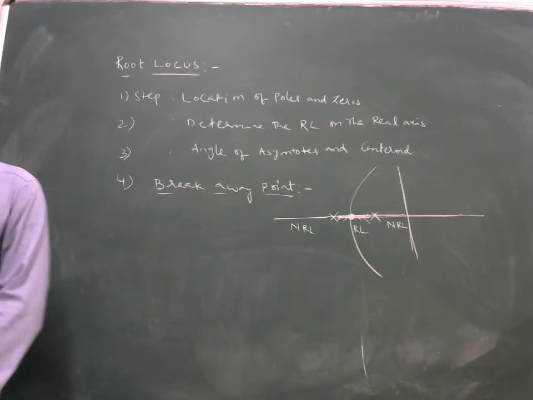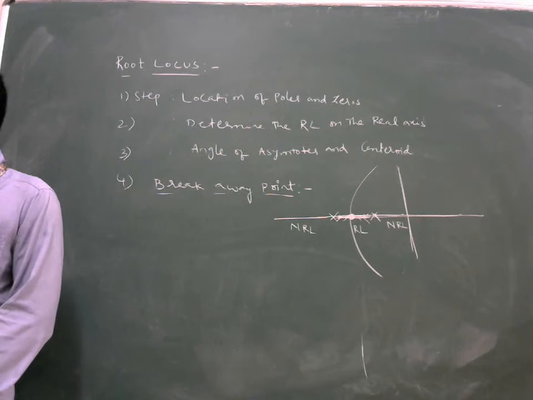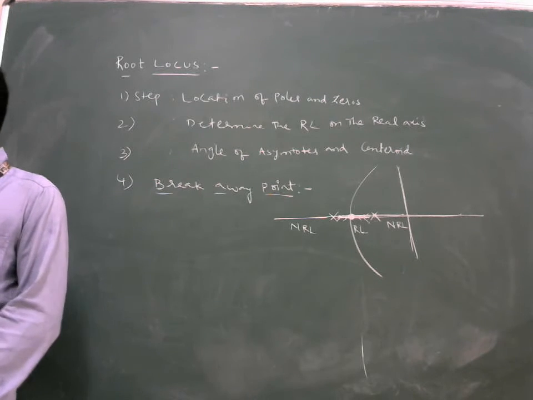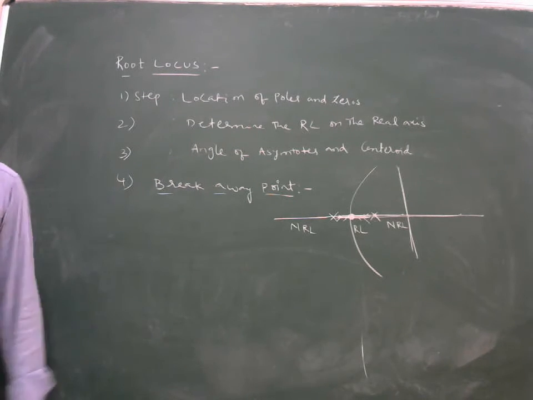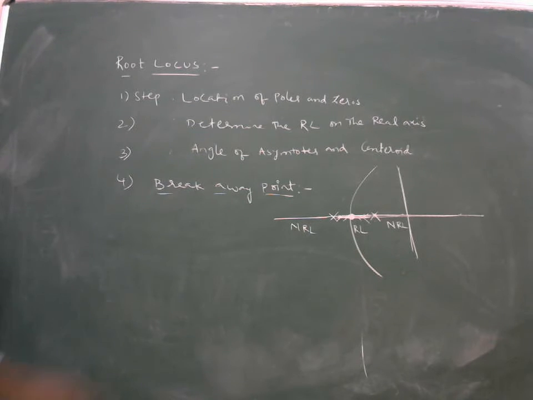That is the breakaway point definition: a breakaway point is a point on the root locus where multiple roots of the characteristic equation occur for a particular value of k.